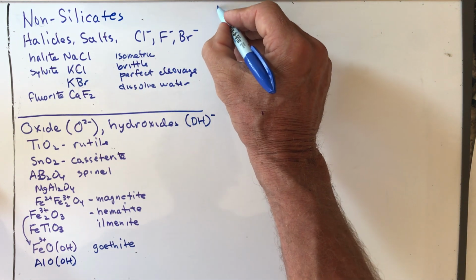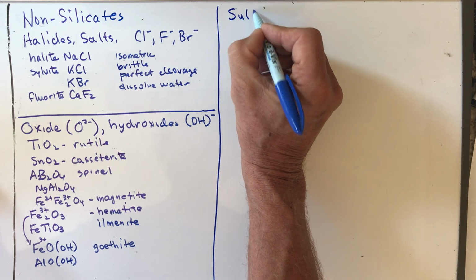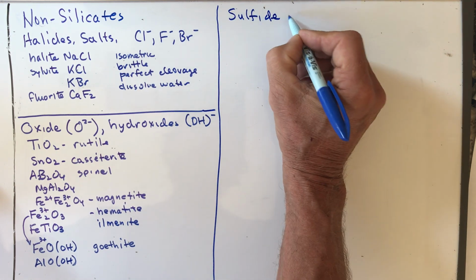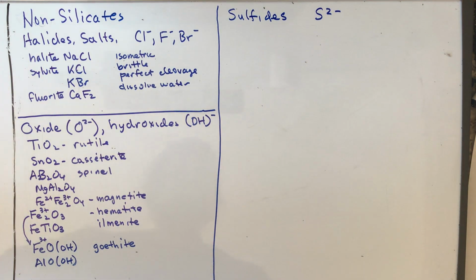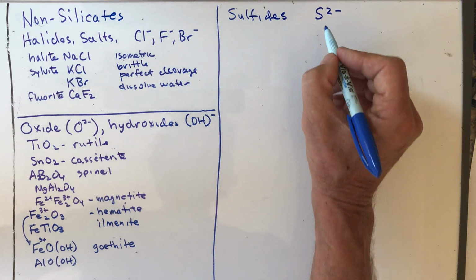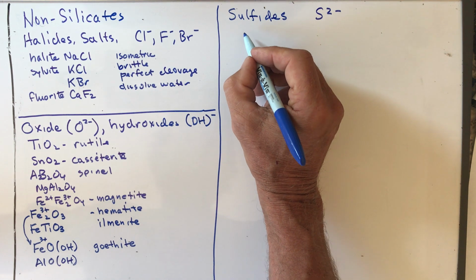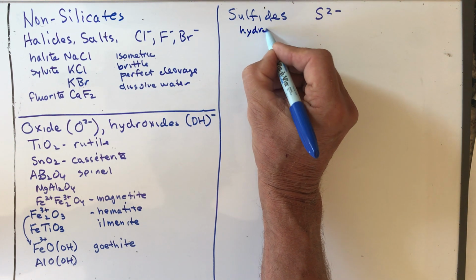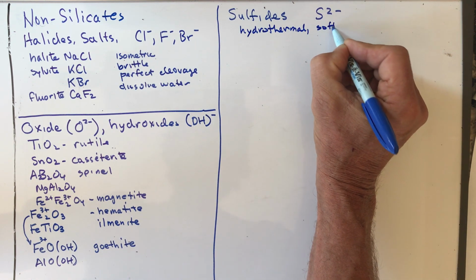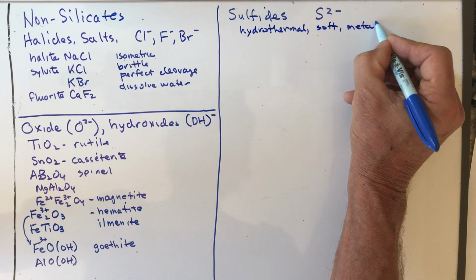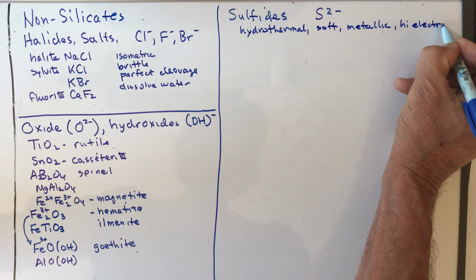Now we're going to go on to the next class of minerals, and these are sulfide minerals. In sulfides, the anion is S2-. They form stable compounds with transition elements, and they are formed typically by hydrothermal means. These are relatively soft, metallic or semi-metallic compounds and have high electrical conductivity.